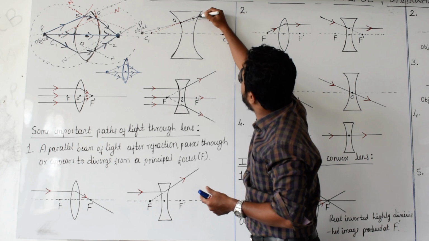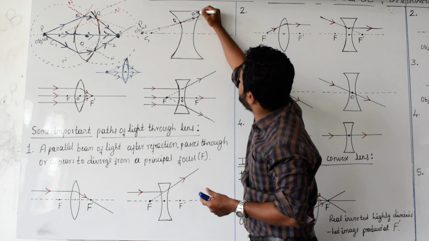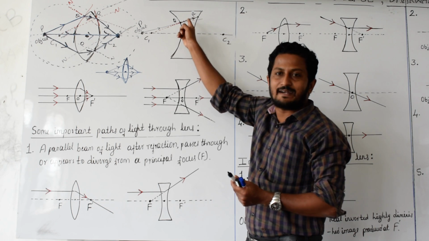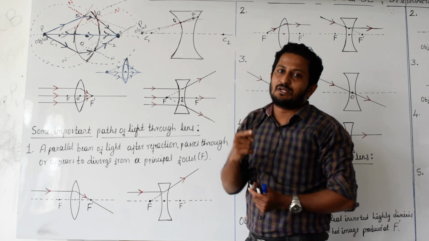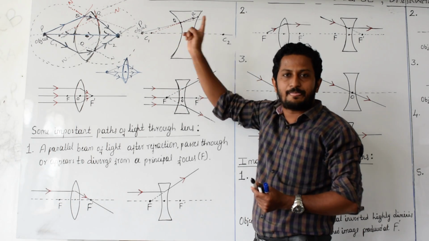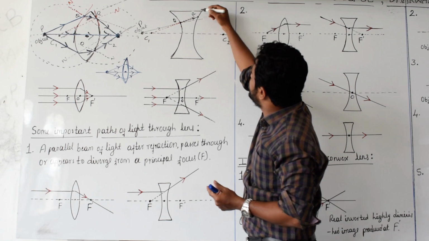Then you call this PQR. This is QR. QR bent towards the red line, I mean bent towards the normal, because of its movement from rarer to denser. Have you understood? Yes.